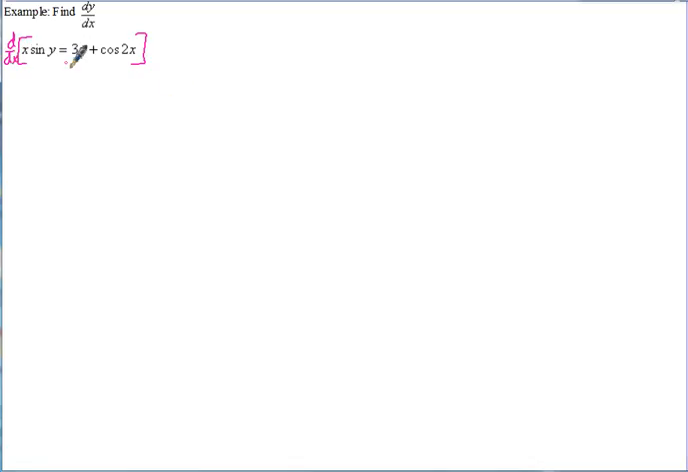To take the derivative here of x sine of y, well, we have x times the sine of y. So all the same rules for derivatives still apply. We're going to have to use the product rule on that, since we have x times the sine of y.